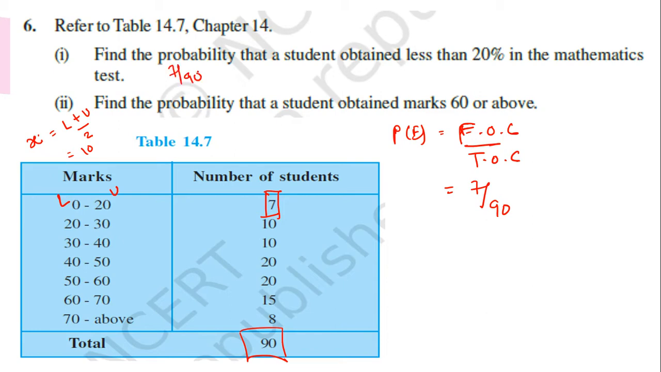Now second, find the probability that a student obtains marks 60 or above. How many are 60 or above? Then 60 to 70, 70 or above. So 15 plus 8, that is 23. Second one, P of E. Again, you have to write the formula. I will not write it again. So that will come 23 by 90. And 23 is a prime number, and 7 is also a prime number, so numbers will not cut. So 23 by 90 is your second answer.